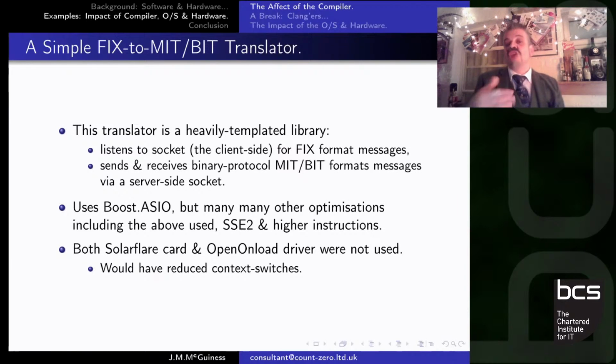I could have used hardware. Remember I mentioned networking. I could have used funky cards like SolarFlare and OpenOnload drivers, which are high-performance network cards, and they would have reduced context switches. Remember I mentioned Spectre and Meltdown and the potential performance impact. They should have been mitigated more with these, but I don't have a SolarFlare card, so I can't test that.